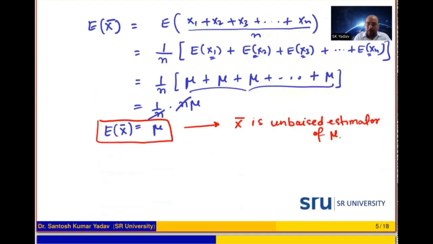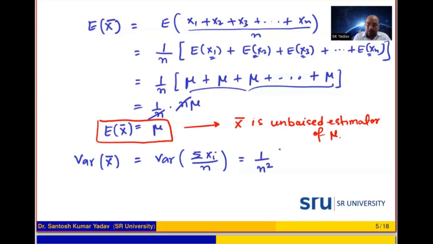Now the same way we can find the variance of X bar. So let us take the definition of X bar and apply variance on it. So variance of X bar is variance of summation xi upon n. And this I can further write as 1 upon n square into the variance of individual xi. So variance of x1 plus variance of x2 plus and so on plus variance of xn.